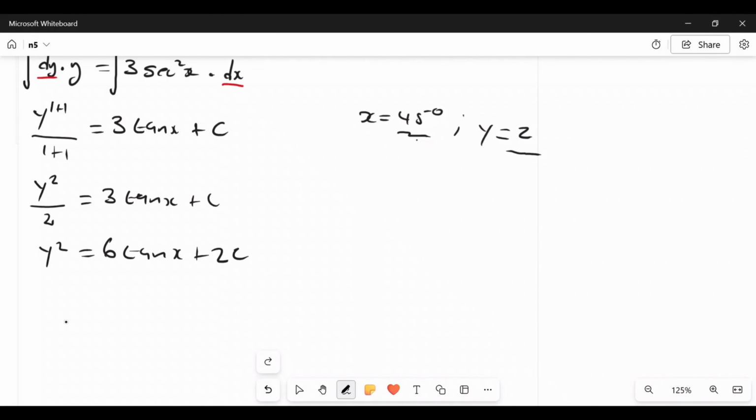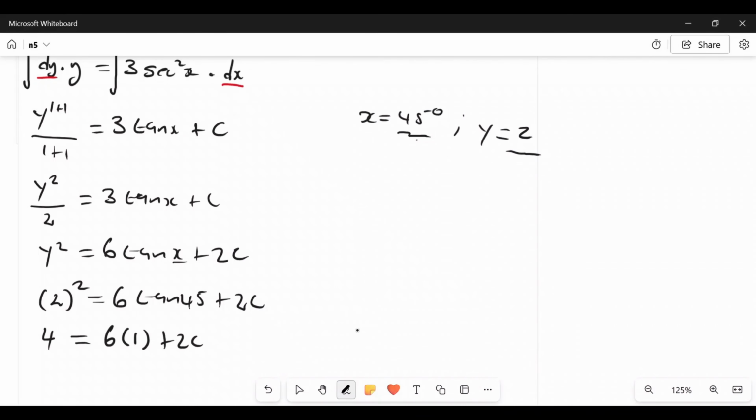Right, let's do it. Wherever there is y, we're going to substitute 2 to the power of 2. And then we have 6 tan, and instead of writing x, we're going to write 45, plus 2c. So this means that we can find the value of c. On the left-hand side, we have 2 to the power of 2, that is going to give us 4. And then we have 6 tan 45, it's actually 1, plus 2c. There we go. Now let's find the value of c.